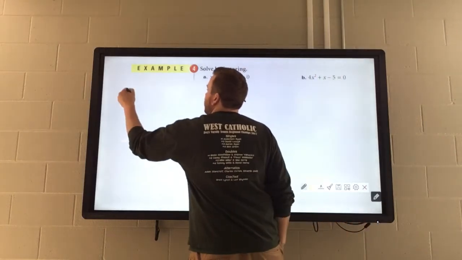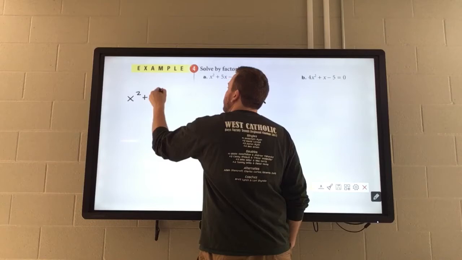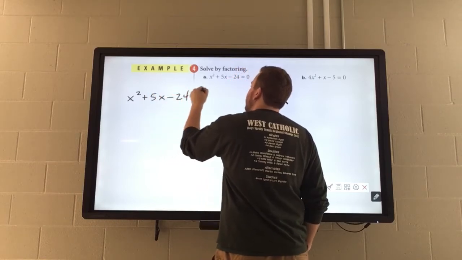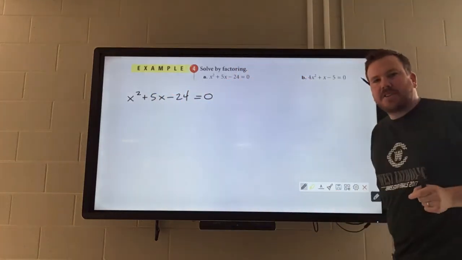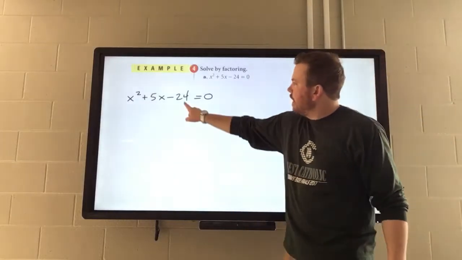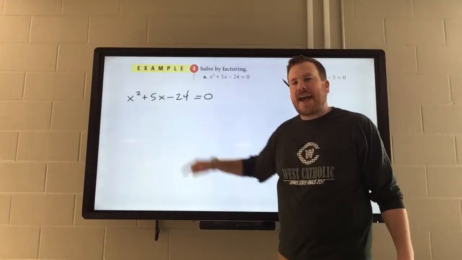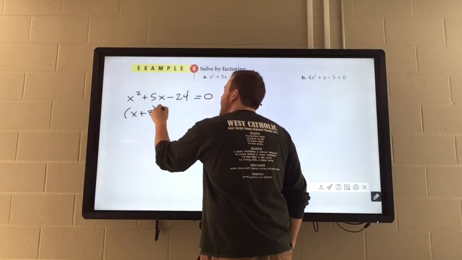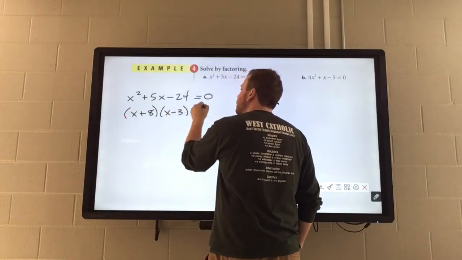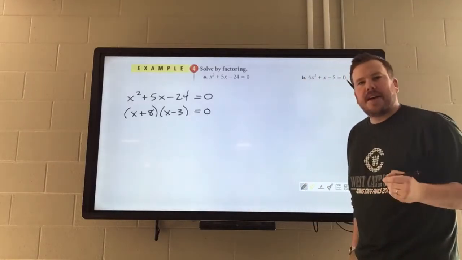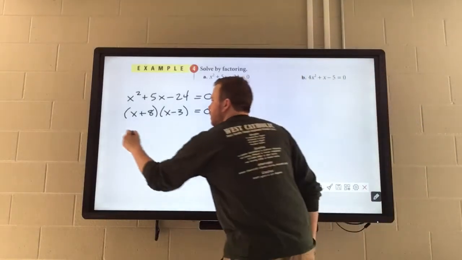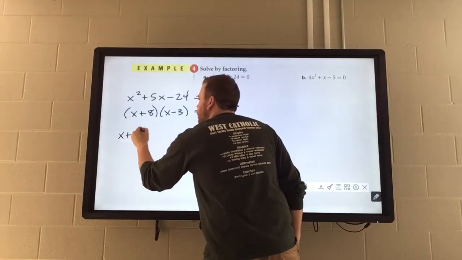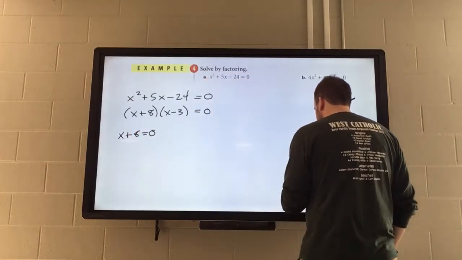We have x squared plus 5x minus 24 equals 0. So we want to factor the left side of the equation here. Factors of negative 24 that add to 5 would be a positive 8 and a negative 3. I then just set each factor equal to 0 and solve. So x plus 8 equals 0. Let's go ahead and solve that.